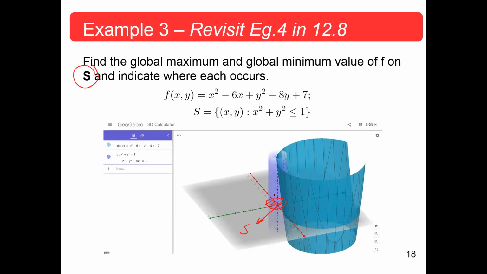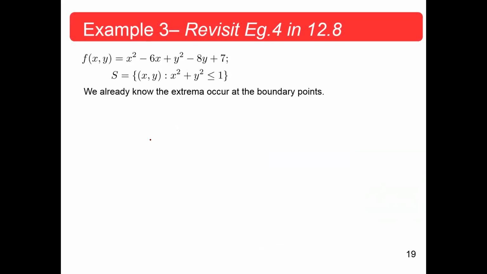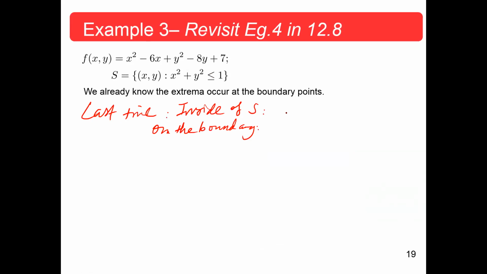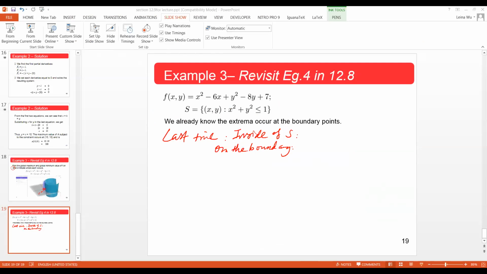Okay, so last time we investigated inside of S and on the boundary. Inside of S, I think we figured out one extreme value. If you don't mind, let me just pull up the slide from last time real quick. Okay, so it was here. Inside of S, we figured out F at 3, 4 has an extreme value, which is negative 18.